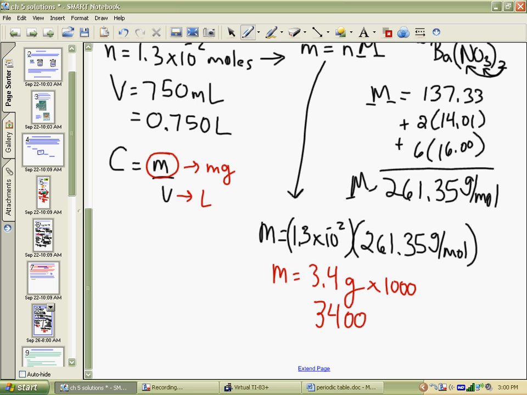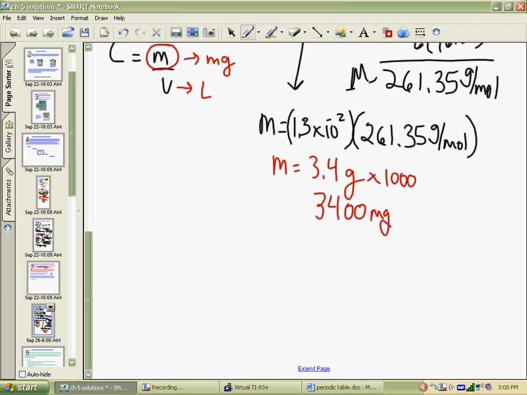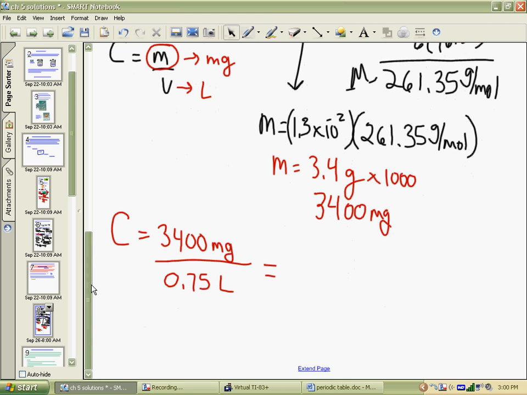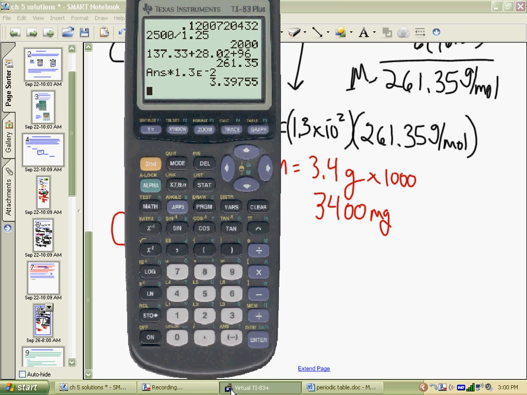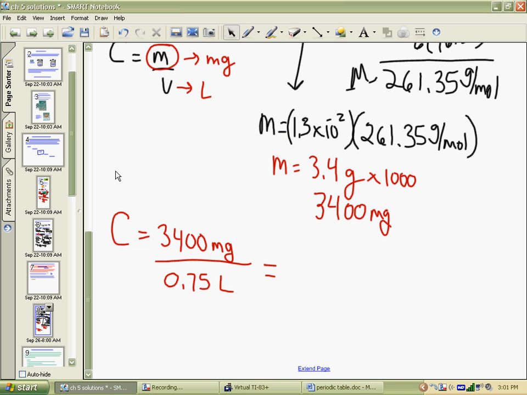These examples aren't spectacular, I notice now, because they're very big concentrations. You have 3,400 milligrams divided by 0.75 liters. We take 3,400 and divide by 0.75, and you get 4,533 and a whole pile of threes parts per million, or around 4,500 parts per million.